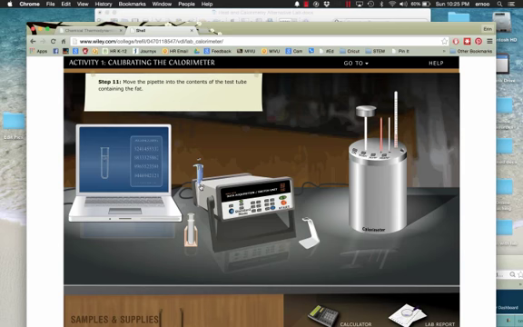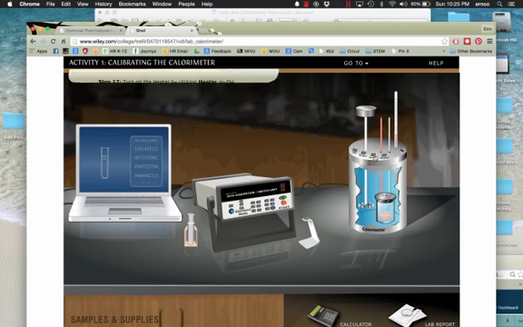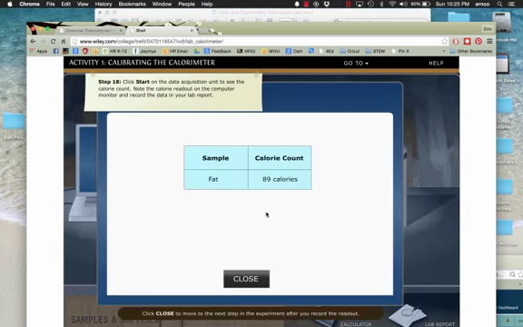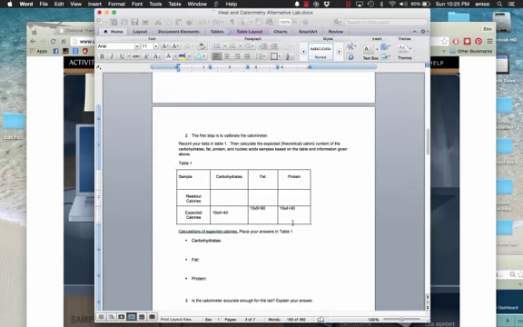Okay, let's pipette some fat into our calorimeter. We want standard mode. Following the steps, water, mixer, heater, start, and 89 calories of fat. Well, so we measured 89, we expected 90.